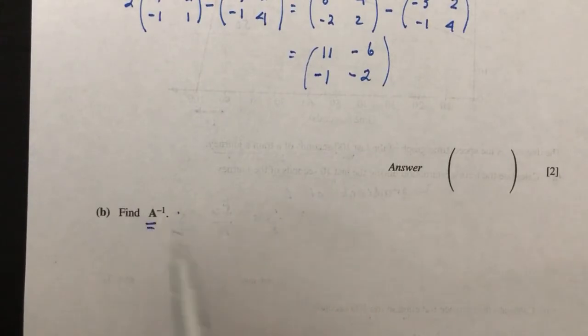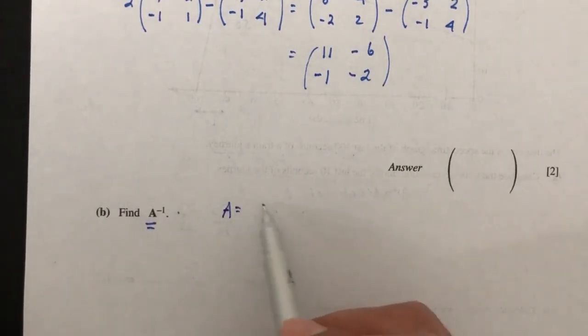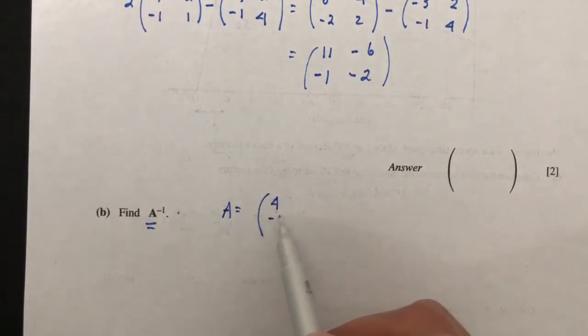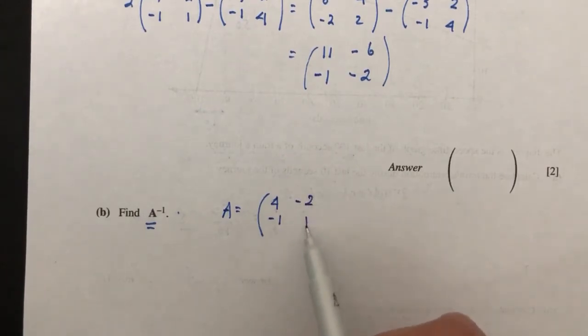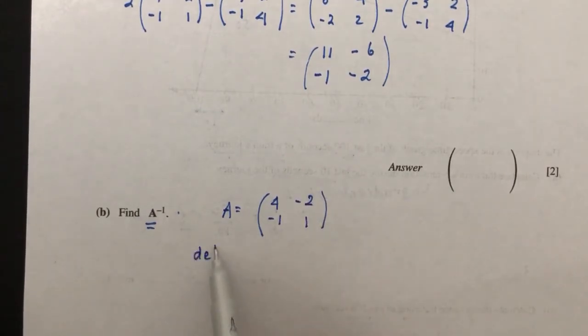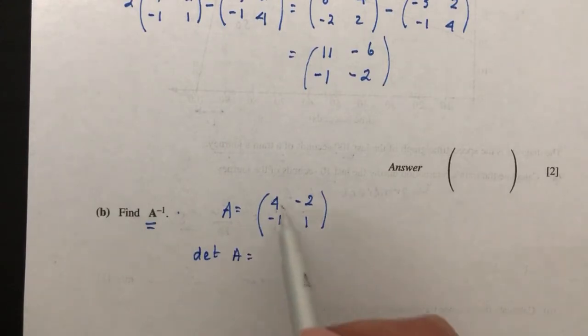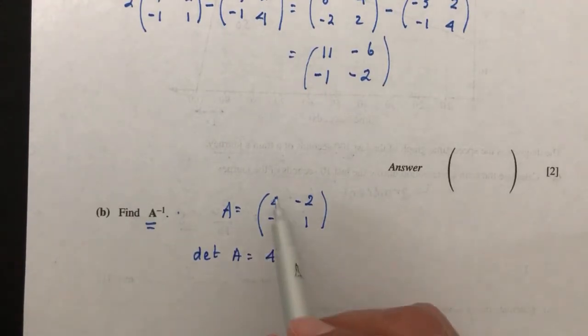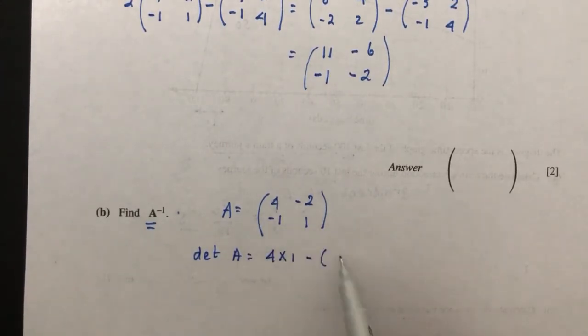Now find A inverse. We know A equal to, it is given to us as 4, minus 1, minus 2, 1. So we have to first find the determinant of A, which is 4 times 1 minus minus 1 times minus 2, which is 4 minus 2, which is 2.